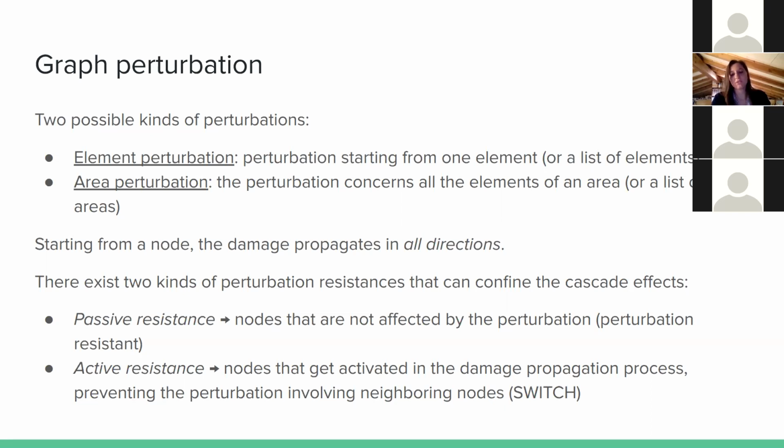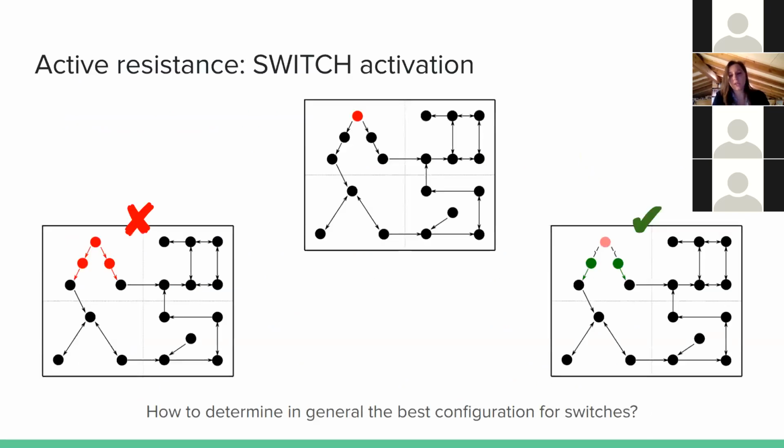Okay, let's give you an idea of how the switches work. This is our beloved toy graph. And on the top node, imagine that the top node gets broken. It is involved in a perturbation. And as long as we do not limit the damage, it is going to propagate to the neighboring nodes, probably arriving at the whole graph because it is all connected. And the situation on the left is what we do not want. What we would like to have is the situation on the right.